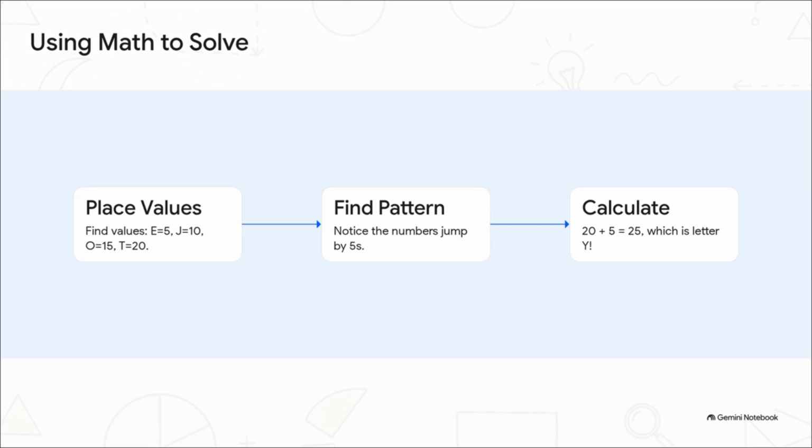Now look at the next step. Instead of confusing letters, we suddenly have a super simple math pattern. 5, 10, 15, 20. The numbers are literally just jumping by 5s. So to find our missing letter, we just jump another 5. 20 plus 5 equals 25. Finally, we look back at our alphabet map to see which letter is sitting in that 25th spot. And it's the letter Y. Boom, we cracked the case.